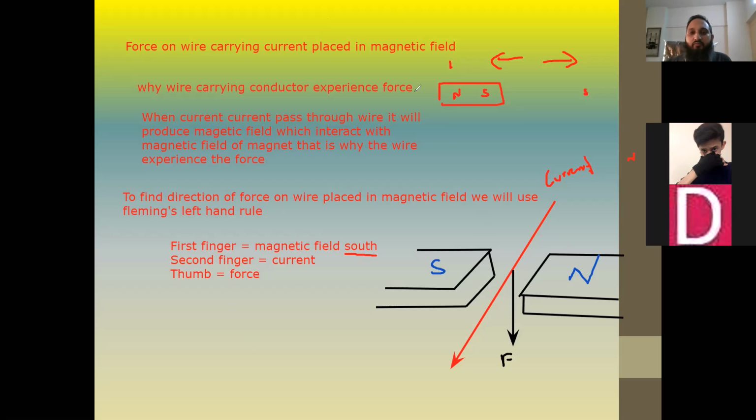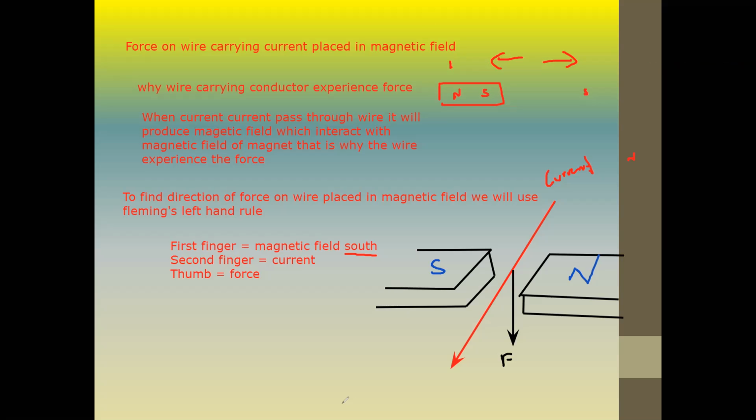Is it clear? The Fleming's left hand rule. So if you want to find the magnetic field only of the wire, you will use the right hand grip rule. If you want the force on the wire which is placed in a magnetic field, then Fleming's left hand rule: first finger points towards south, second represents the direction of the current, and thumb will represent the force or the thrust. Is it clear?